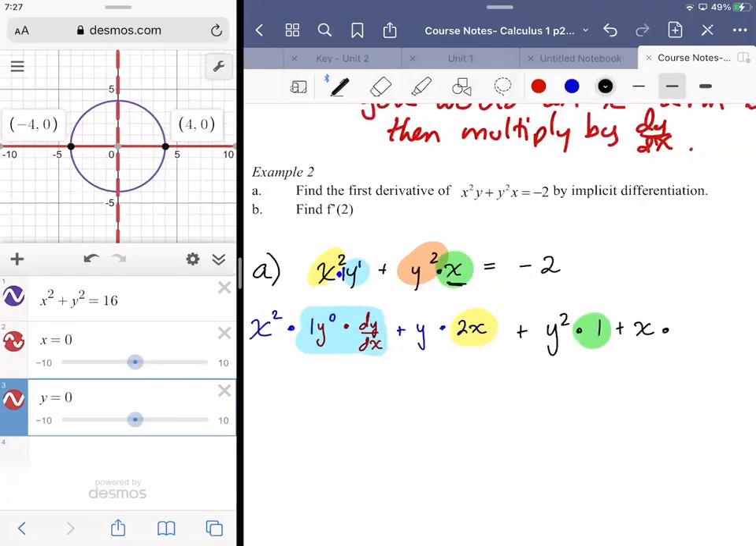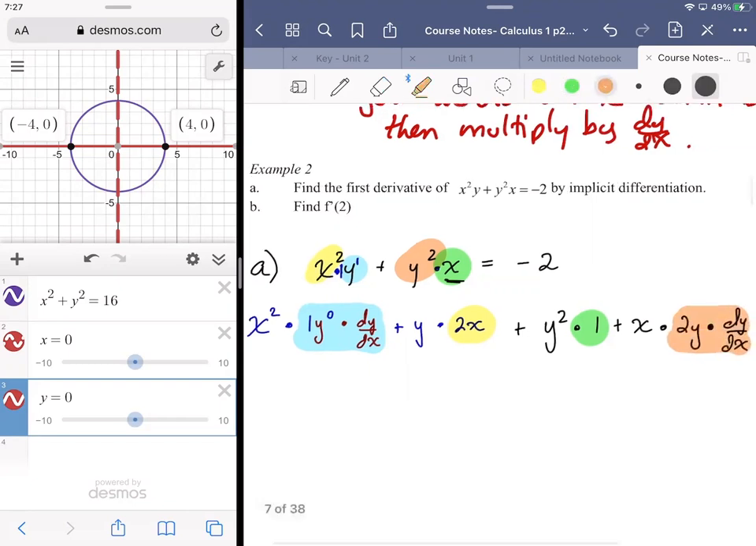That first term, y squared, I'm going to pretend in my mind that that's an x squared. So the derivative of x squared would be 2x, so 2y. But because I took the derivative of a y term, I now have to also multiply by dy dx.